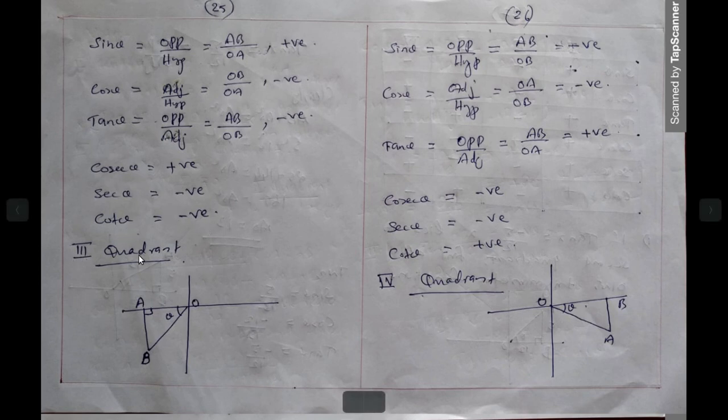Similarly, you can check these concepts in third quadrant and fourth quadrant. So geometrical figure is here, right angle triangle can be seen here, and the angle theta is marked here. You can check what are the signs for the trigonometrical functions in the remaining quadrants, such as third and fourth quadrant.